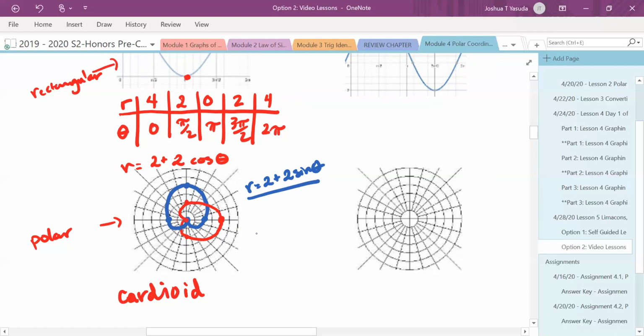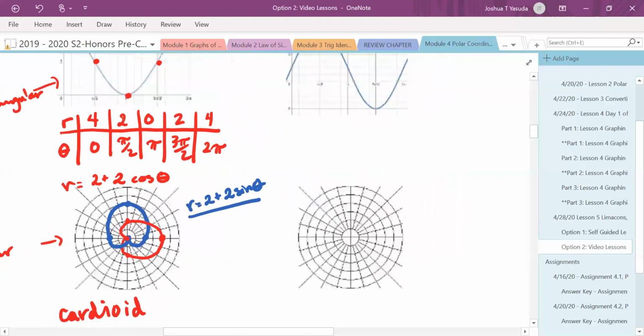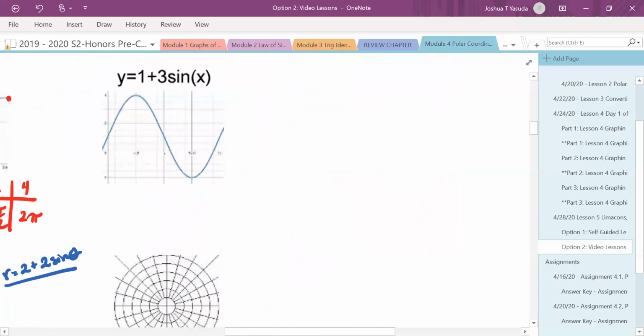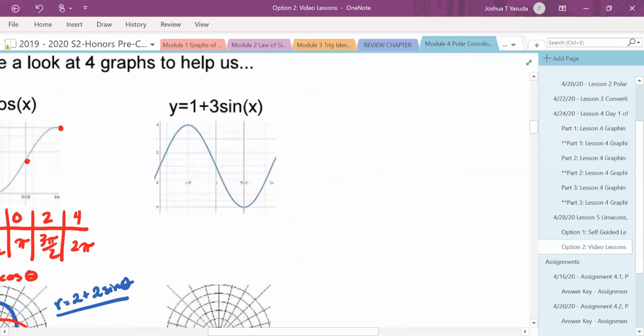So you have this cardioid. It's not actually like a Valentine's Day heart, so don't make it like a Valentine's Day heart, but it has that little kind of point. So it looks kind of like a heart, okay? Or some people said a peach in the past. So there you go. Okay, next one's pretty cool.